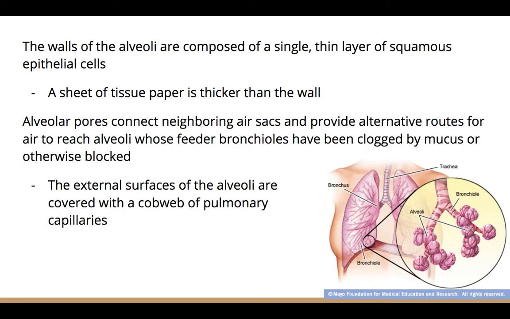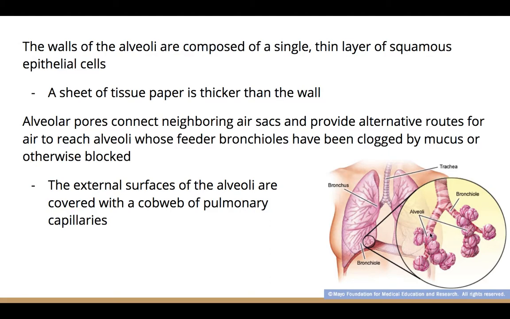The walls of the alveoli are composed of a single thin layer of squamous epithelial cells. Basically, a sheet of tissue paper is thicker than the wall. It's pretty crazy. So they're very, very thin.